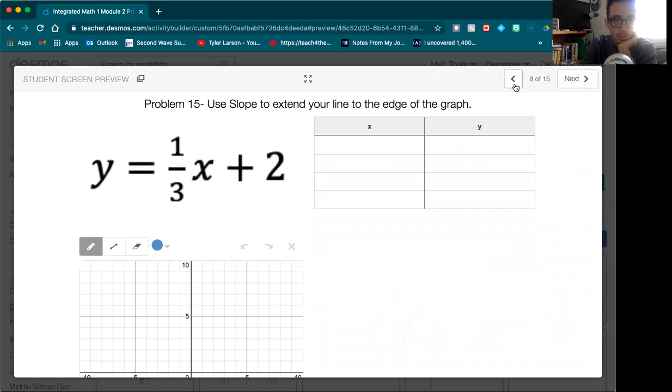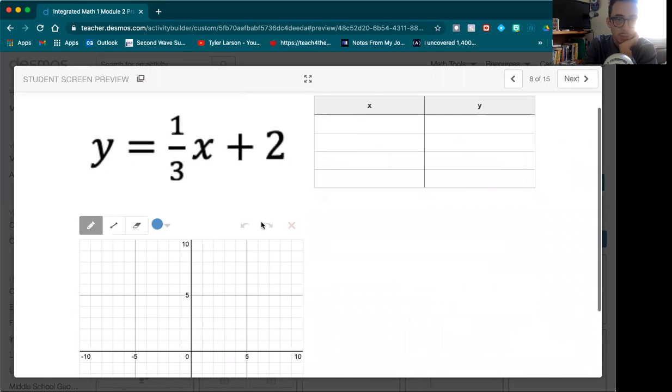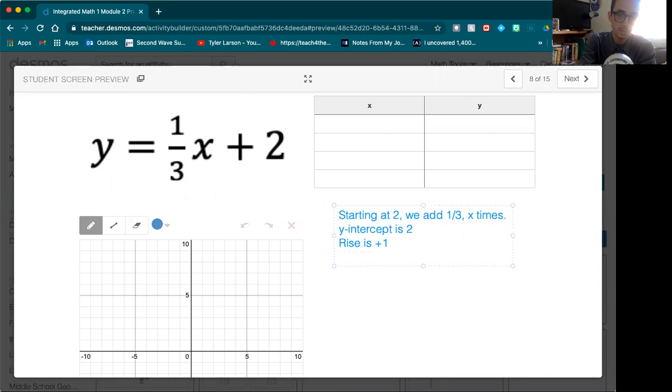We're graphing a little bit for 15, y equals 1/3 x plus 2. I'm going to go pretty wild on this one. I'm going to say that this is starting at 2, we add 1/3 x times. I think this sentence is a good way to start. I could also say that my y-intercept is 2. Our rise is +1. Our run is +3. I could say a lot more about this, but that's going to be enough for this one.